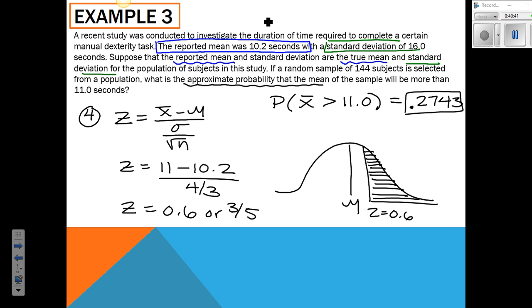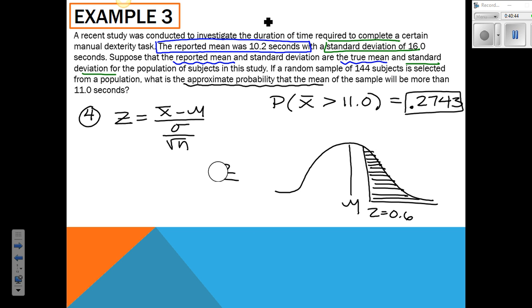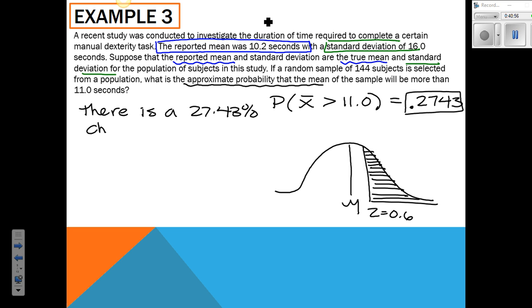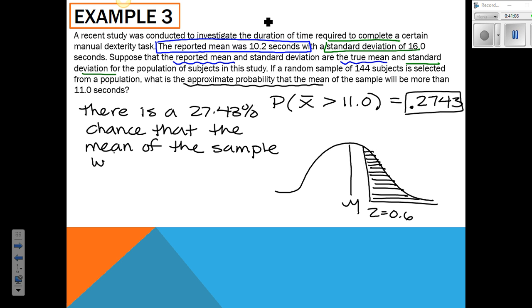0.2743. All right, ladies and gentlemen, what does this mean? There is a 27.43% chance that the mean of the sample will be more than 11.0 seconds.